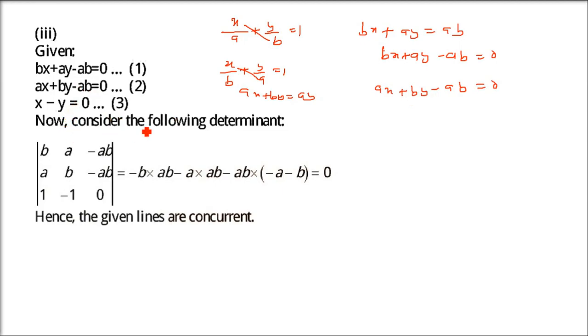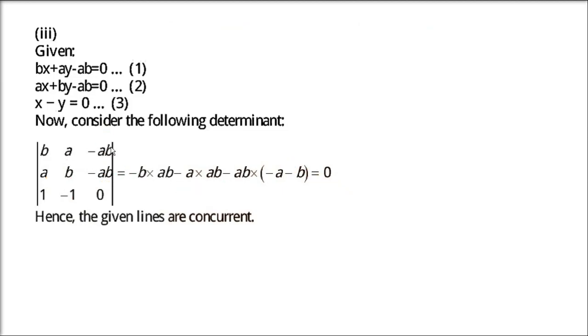The third equation is y equals x. You can just write x minus y equals 0. And plus 0 you can add so that you find out c. So x minus y plus 0 equals 0. So a1 is b, a2 is a and a3 is 1. So b1, b2, b3 is a, b and minus 1. And c1, c2, c3 is minus ab, minus ab, 0. Now when you compute it, it will be 0.